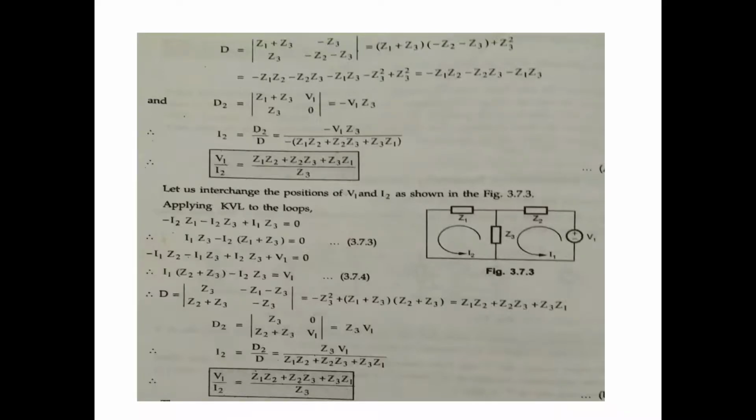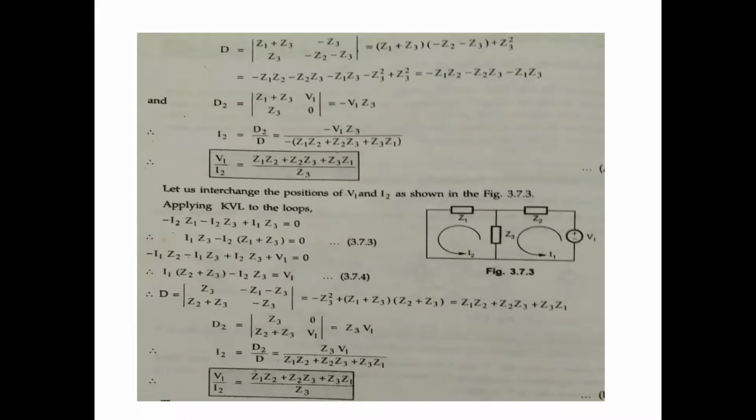Next, to calculate D2, in the second column we change the entries to V1 and 0. The 0 stays 0, the remaining term is minus V1 Z3. It means I2 equals D2 by D. What is D2? Minus V1 Z3. What is D? This whole thing, in the denominator. Okay, just reverse.